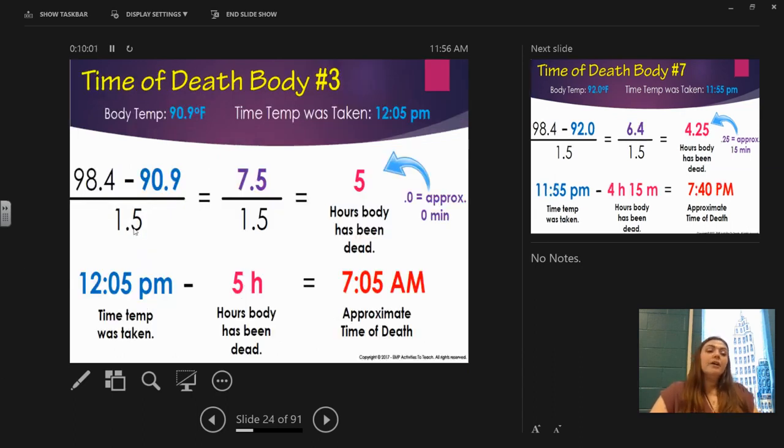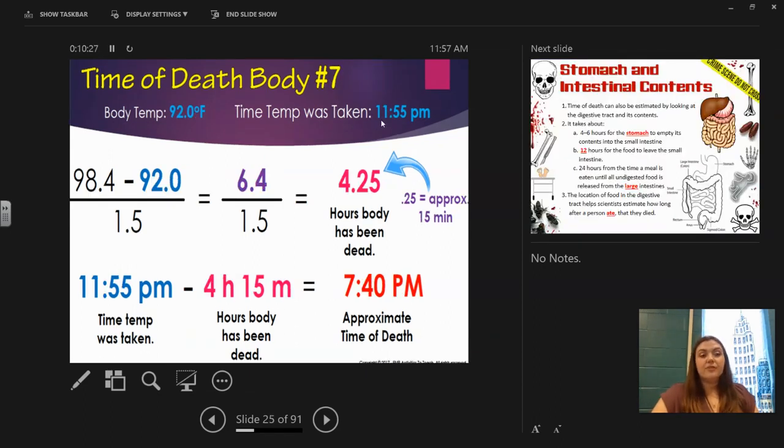So here's an example. This person's temperature was 90.9 when they took their temperature. So they've gone down that much. We take that, subtract it, get this, divide by 1.5. It's been exactly 5 hours. All right. So it's 5 hours since death. The time the temperature was taken was 12:05. Go back 5 hours. That's 7:05 a.m., our approximate time of death.